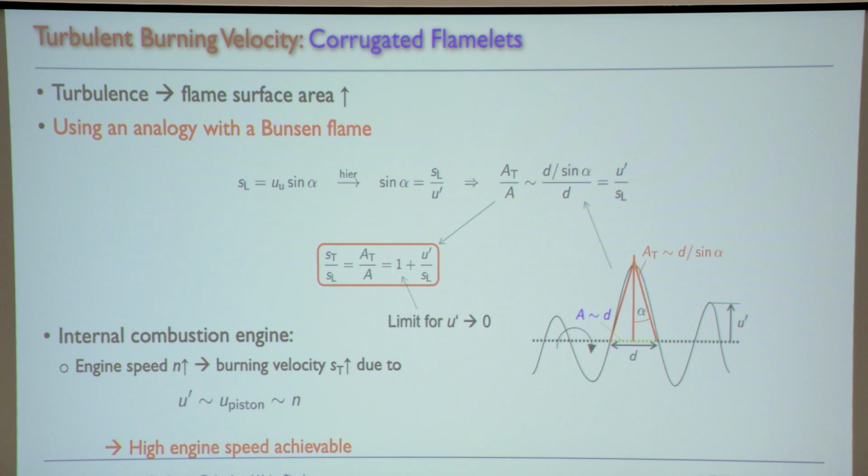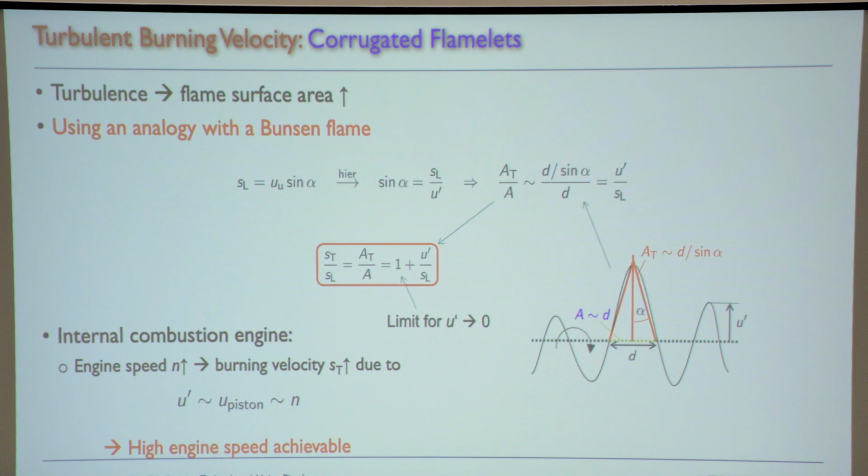And then there's a 1 added here. Why is the 1 added? So that it takes the limit of a laminar flame also. In the limit of a laminar flame, u prime is 0, and then S_T should be the same as S_L, right? It still burns with S_L even if there's no turbulence. That's why you have this 1 added to this. Okay, so that is the model for the turbulent burning velocity in the corrugated flame regime.